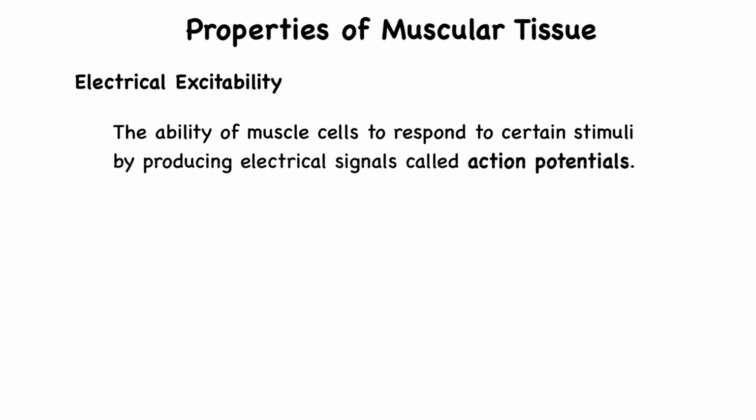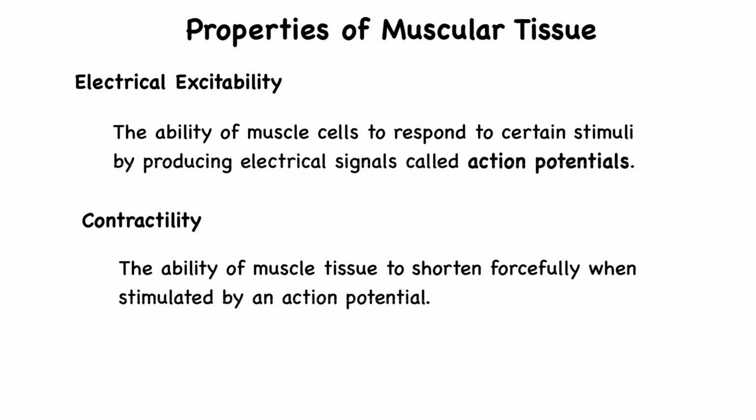Next, we have contractility. This is the ability of muscle tissue to shorten forcefully when stimulated by an action potential. That shortening is what actually pulls on bones, moves food through the digestive tract, or squeezes the heart to pump blood. And just as importantly, when the stimulation ends, muscle cells can relax and return to their resting state. This ability to contract and then let go is the foundation of everything muscle tissue does.